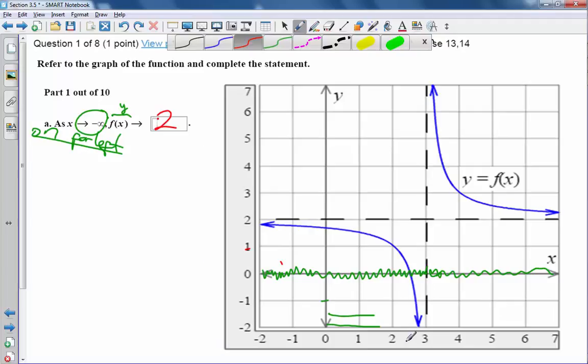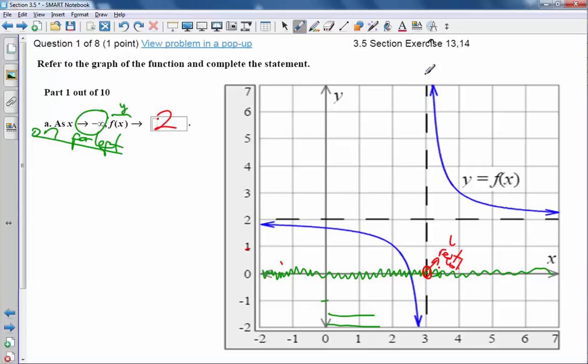Who was the bad guy? X equals 3. This is the electric fence zone, right? This part is a restricted value. That means that number makes your function sick. How do I know it makes it sick? Because there is no value above it.